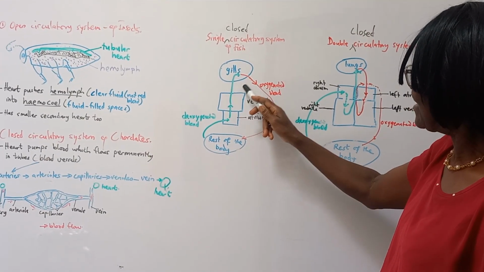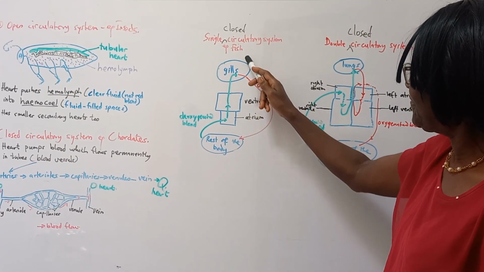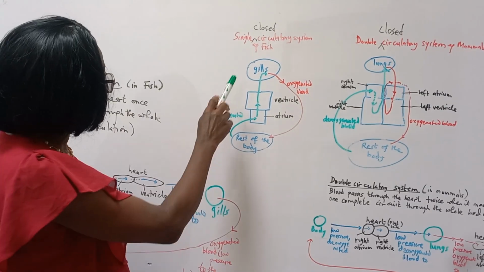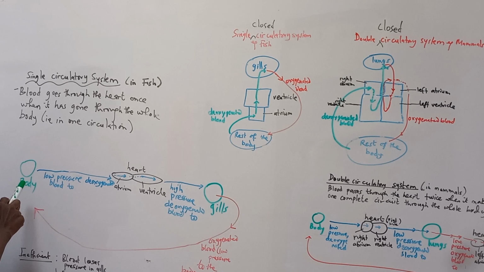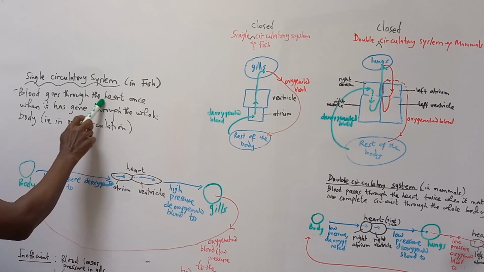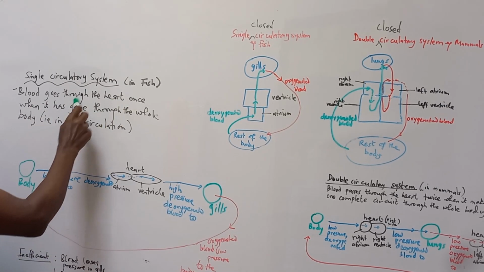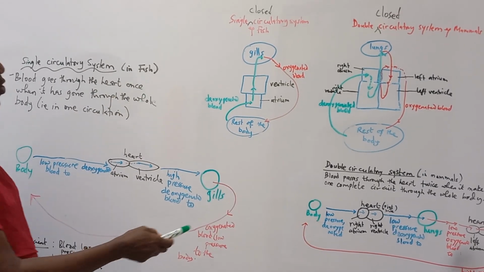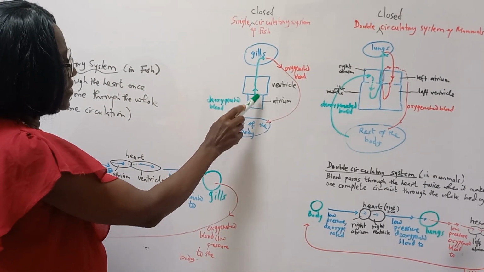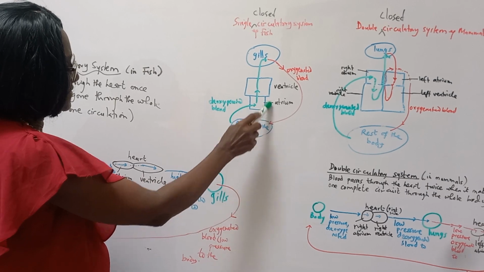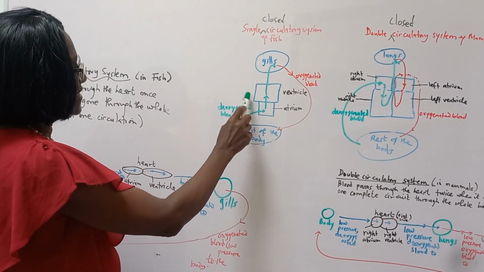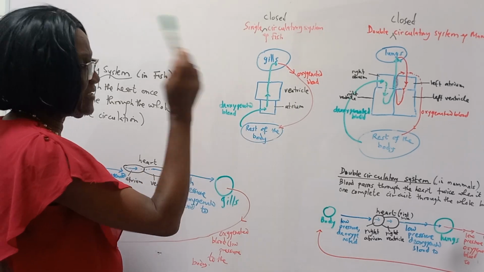So, single circulatory system is found in fish, for instance. What does that mean? In this system, this is the definition that makes it easy: the blood goes through the heart once when it has gone through the whole body, one complete circulation. So fish, we have an atrium, we have a ventricle, that is the heart. Now blood is going to go through this heart once when it has gone through the whole circulation once.